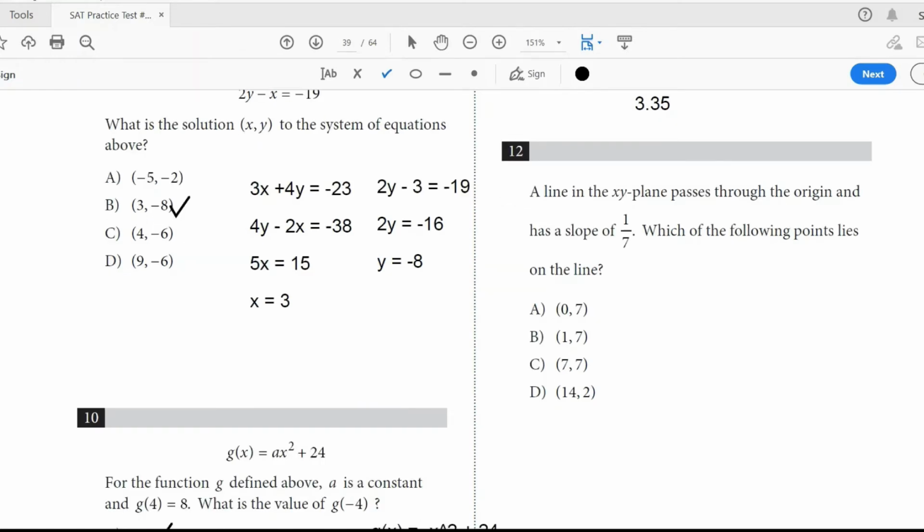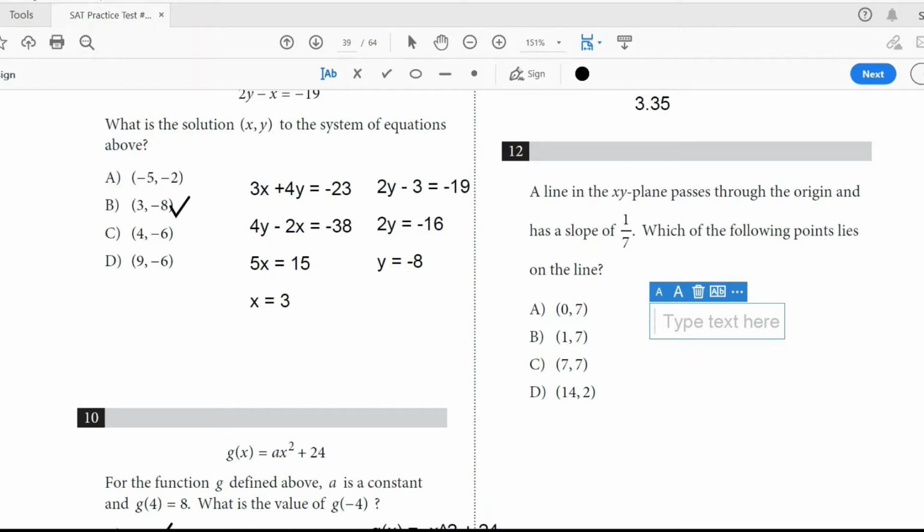Moving on to number 12. In an xy plane that passes through the origin and has a slope of 1 over 7, which of the following points lie on the line? A couple of methods to do this. Obviously, one would be to do guess and check, right? We just take this, input it, and then find it. I found a simpler way is to write down the whole entire equation.